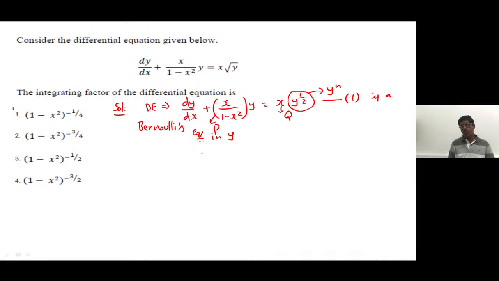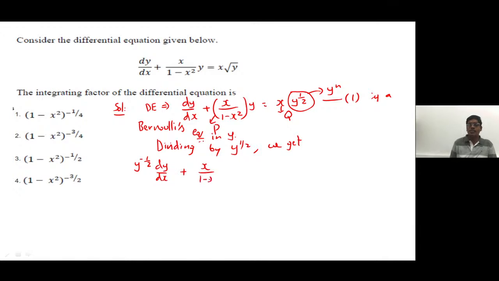Now reducing it to a linear equation, all Bernoulli's equations are compulsorily reduced to a linear equation. To make it a linear equation, we should eliminate the y terms on the right side, that is, dividing by y to the power half on both sides. We get 1 by y power half, which can be written as y to the power minus half, into dy by dx, that is the first term of the new differential equation, plus x upon 1 minus x square into y divided by y power half, which is y to the power plus half, is equal to x on the right side. Let us call this equation 2. So this term is taken to be a new variable, that is the substitution method.